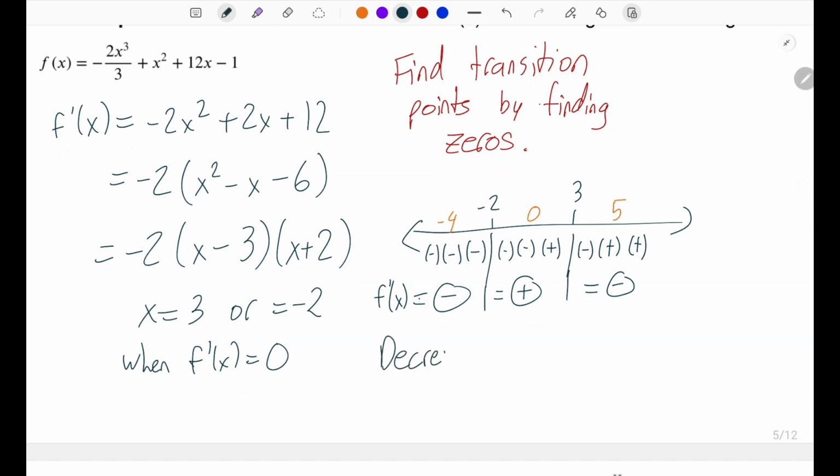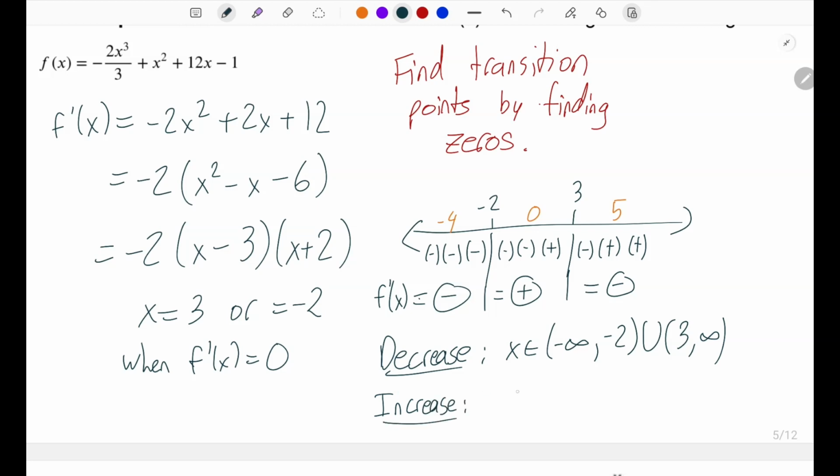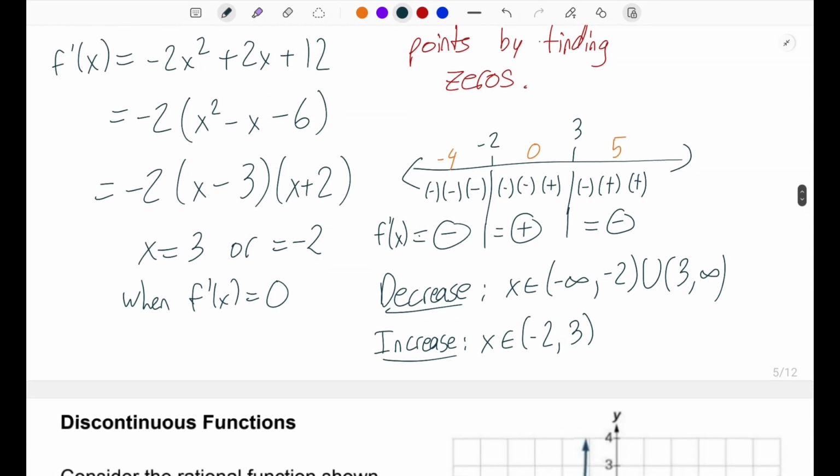So we can say that the function is decreasing for x from negative infinity to negative 2, and from 3 to positive infinity. And it's increasing from x, basically between those two, negative 2 to 3. And then we have those special transition points at negative 2 and 3 specifically themselves. All right. So there we go. It's just a matter of taking the derivative, finding some zeros.